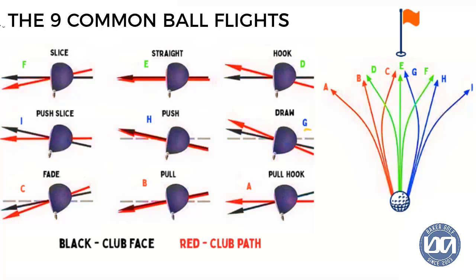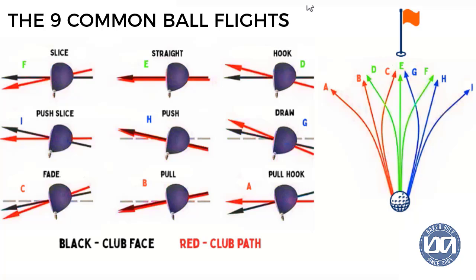Now G, which is the draw, opposite to the fade, starts right of the target and then drifts back in towards the target. And we can see here that the club head is traveling right of the target, yet the club face is closed to the club head's path. That gives us the draw shape.